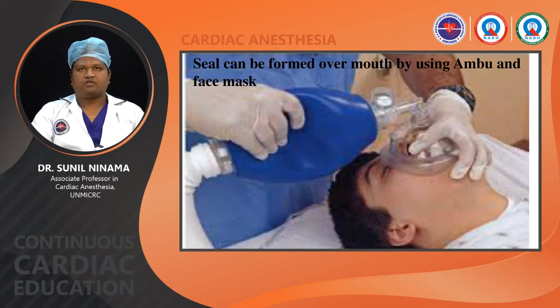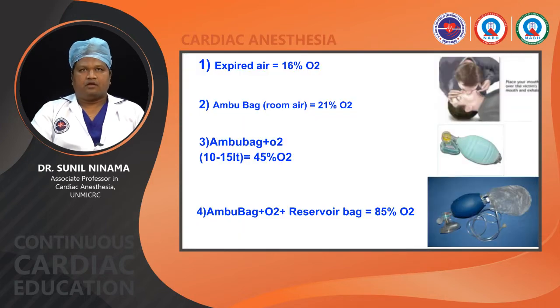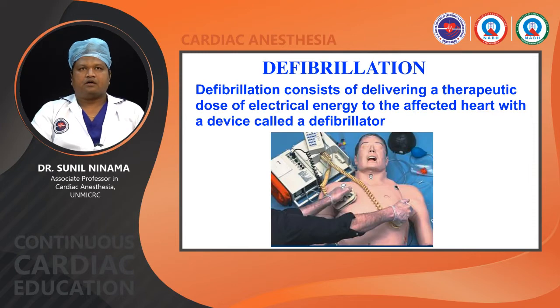The basic method is one in which a seal is formed over the mouth by using the Ambu bag and face mask. The basic idea is that expired air contains 60% oxygen when you give mouth-to-mouth breathing. When you give breaths from an Ambu bag, it contains room air, so it is around 21% oxygen that you give to the patient. With the Ambu bag plus oxygen at 10 to 15 liters, you give around 45% oxygen to the patient. With the Ambu bag with a reservoir bag, you can give at least 85% oxygen to the patient.